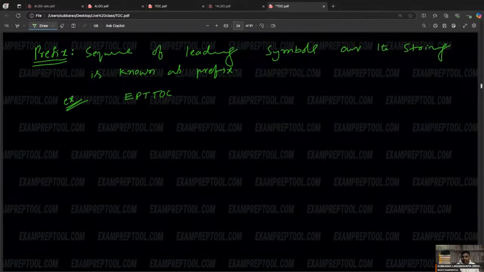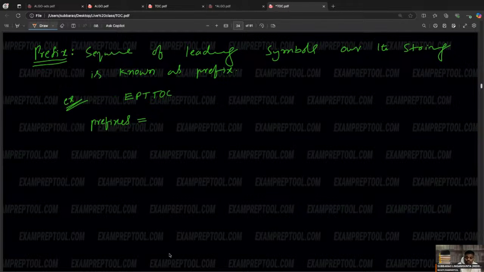What is the meaning of prefix? I want to explain with EPT TOC. Everyone observe. What are the prefixes of this string? Can you see this one? Prefixes is going to be the set of all sequences of leading symbols.